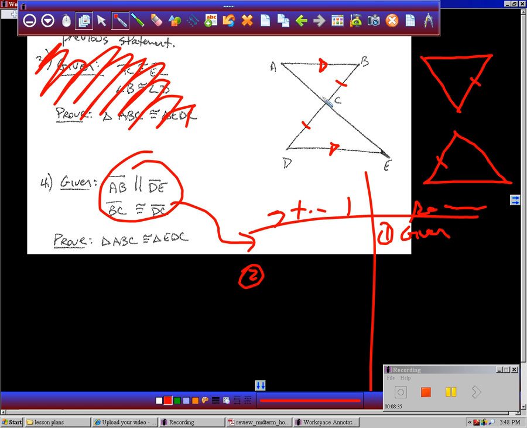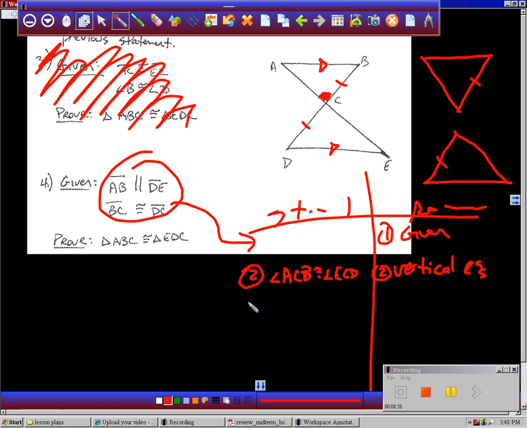You can use the vertical angles. If you use the vertical angles, you have to call them vertical angles. So again, angle ACB is congruent to angle ECD. Again, that's vertical angles.